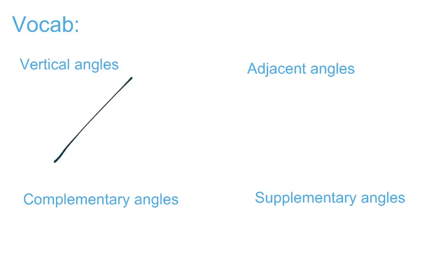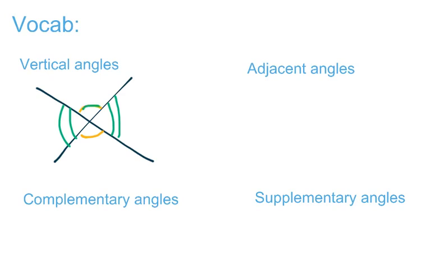So let's say we take 2 lines and we draw them like this. Vertical angles are these guys right here, the 2 yellow ones or the 2 green ones. They are the ones that are on the opposite side of a point. So think about that, opposite side of the point.